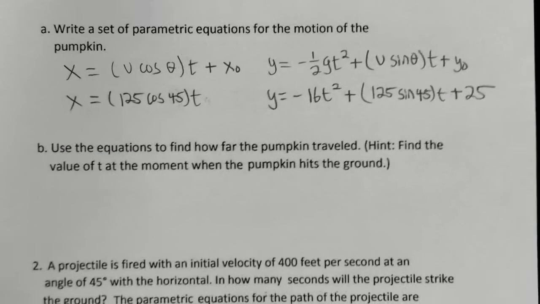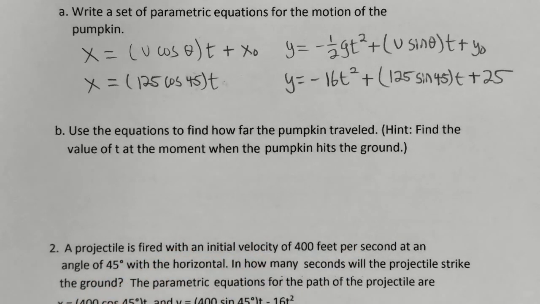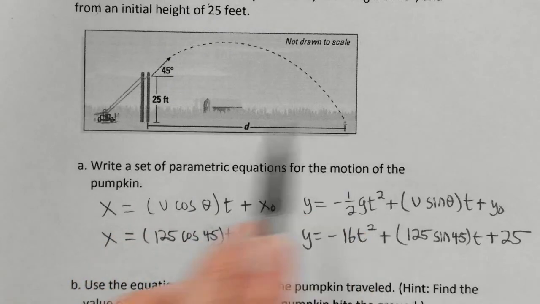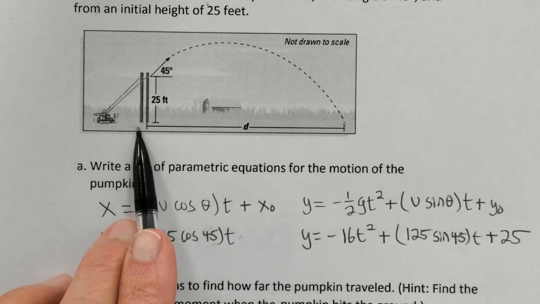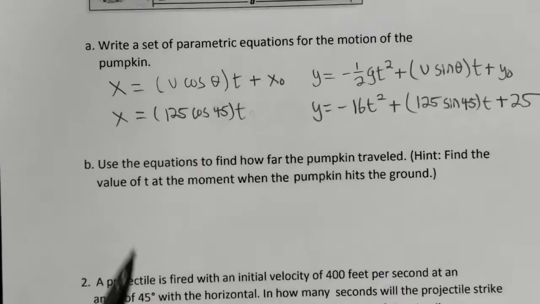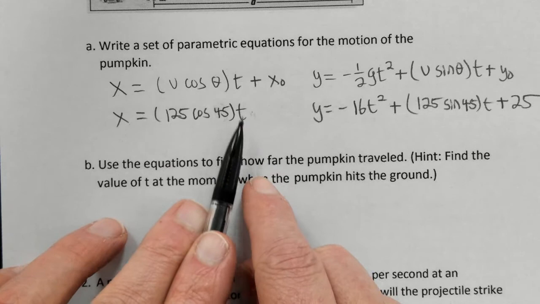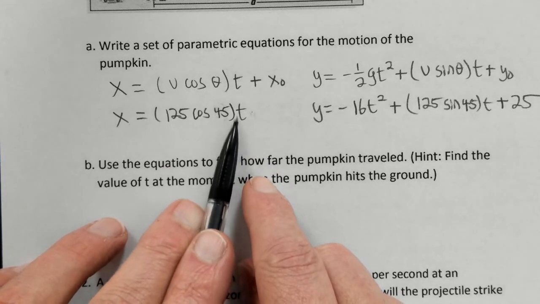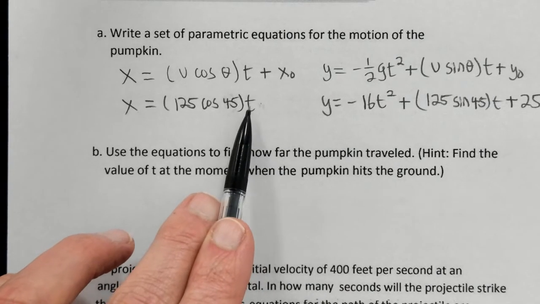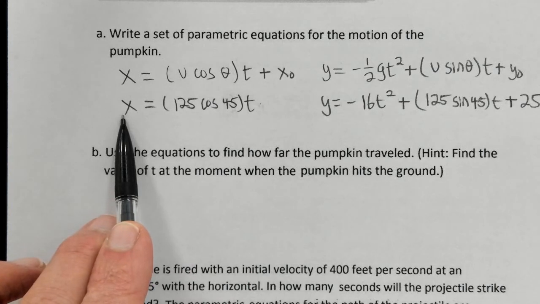The second part asks us to use these equations now to find how far the pumpkin traveled. So we want this distance, the horizontal distance from the initial launch point. I can figure that out from this equation if I know after how many seconds the pumpkin hit the ground. If I knew how many seconds after it was launched it hit the ground, I could plug this in here and find the horizontal distance to answer the question.